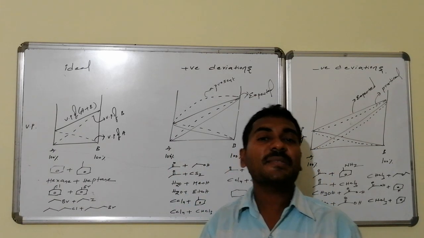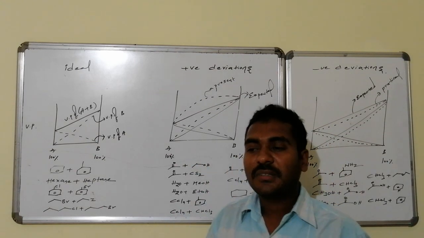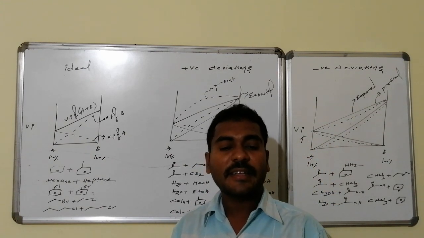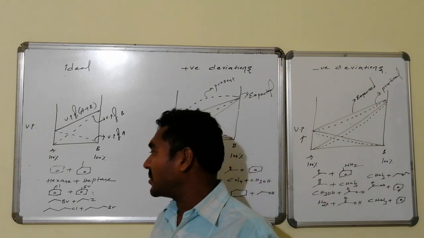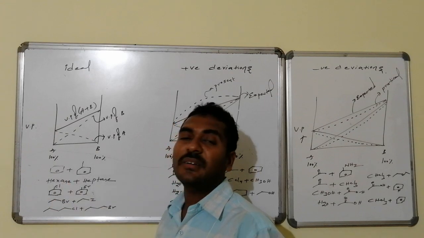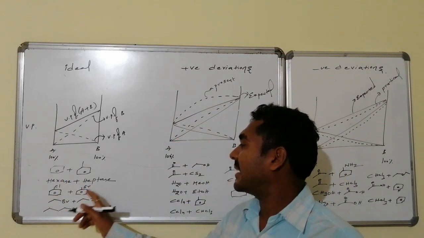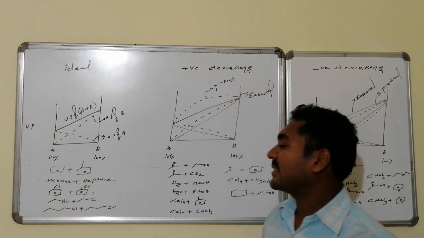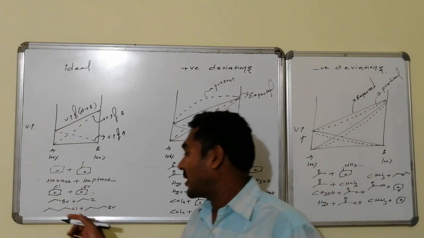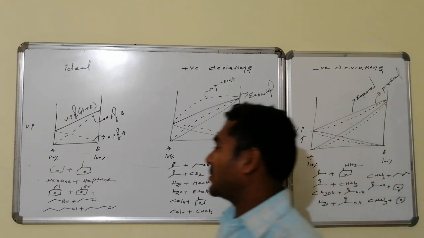Interaction strength is also the same. As a result, when interaction strength is the same, there is no net increment or decrement of volume. Delta V mix is equal to 0. Hence, these are said to be ideal solutions: benzene, toluene, hexane, heptane, n-hexane, n-heptane, chlorobenzene, bromobenzene, ethyl bromide, ethyl iodide. Similarly, butyl chloride, butyl bromide. These are all examples of ideal solutions.